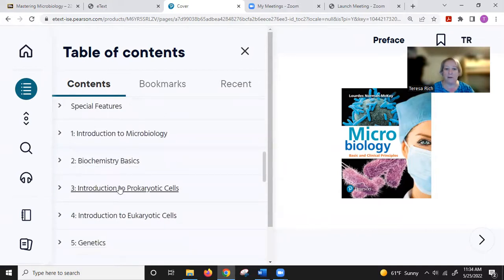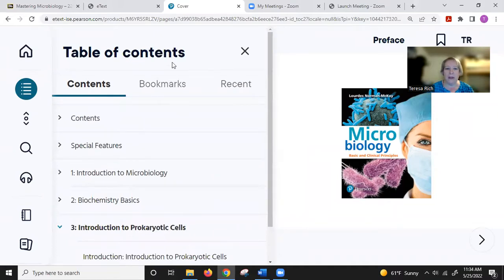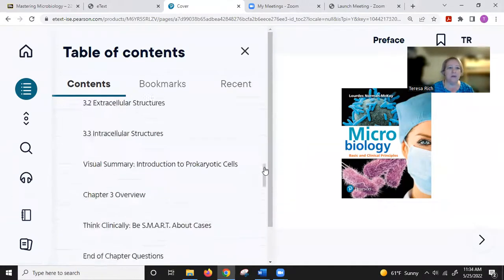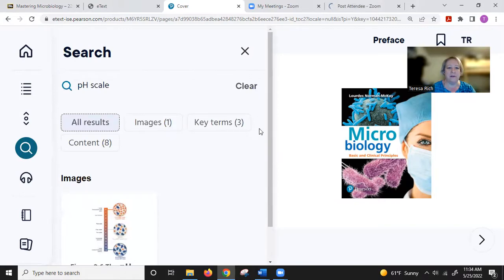I could go down and read through chapter 2 again, but I have a specific question. So I'm going to go back up here. There's a search function, if I can find it. Here we go. I click on search, and you can tell I already did this before. I'm going to look up pH scale.